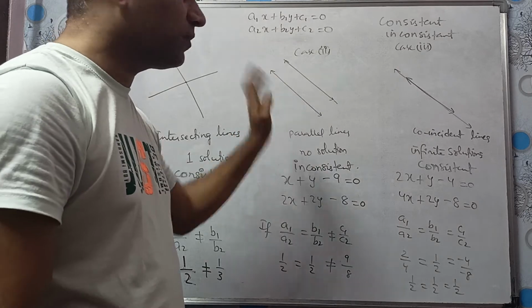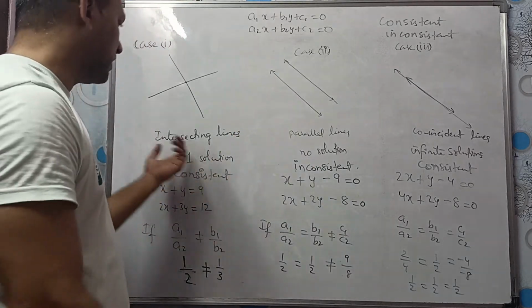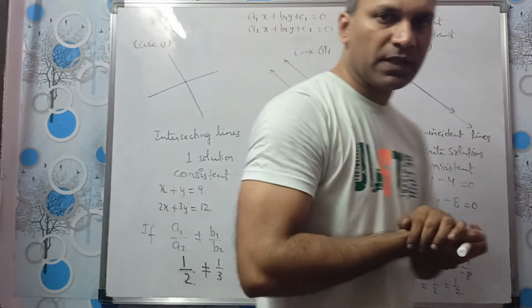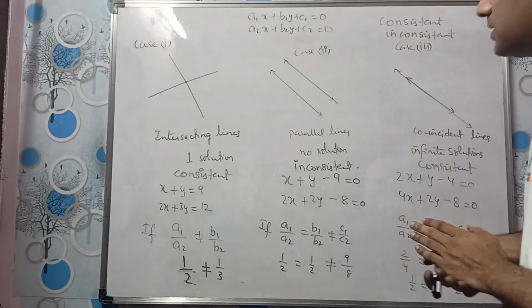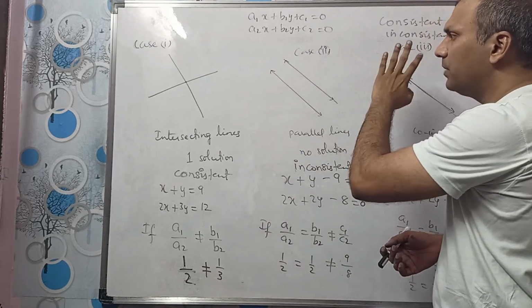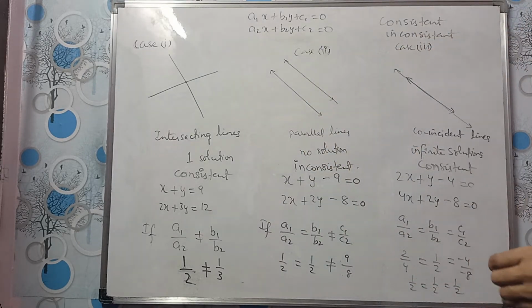Inconsistent means what? We cannot find the solutions of this. Okay, we can find the solutions here. One solution here, we can find infinite solutions here. Okay, I hope you all understood this concept. Intersecting lines, parallel lines, coincident lines, the a1 by a2, b1 by b2, c1 by c2 concept. Okay.